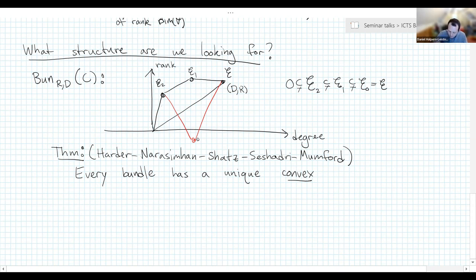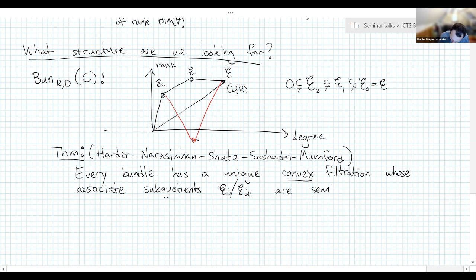When you plot it out, it makes a convex arc in the plane, whose graded pieces, whose associated subquotients E_i mod E_{i+1}, are semi-stable. And semi-stable just means there is no non-trivial convex filtration.